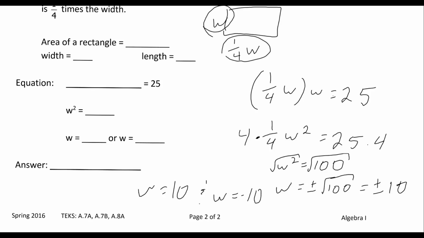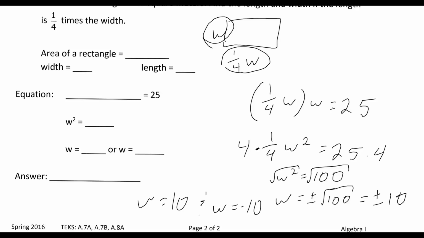Now, which one of those do you think I'm going to use for the width, or my distance of the width, rather? Well, it doesn't make much sense to have a negative length of something. So we're going to call this one a trivial answer. It doesn't have any real basis. It doesn't make any sense. Right now, our width is going to be 10. So to go back and fill in these little blanks.